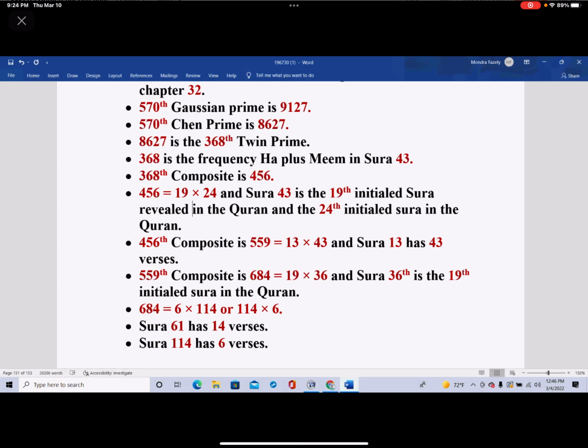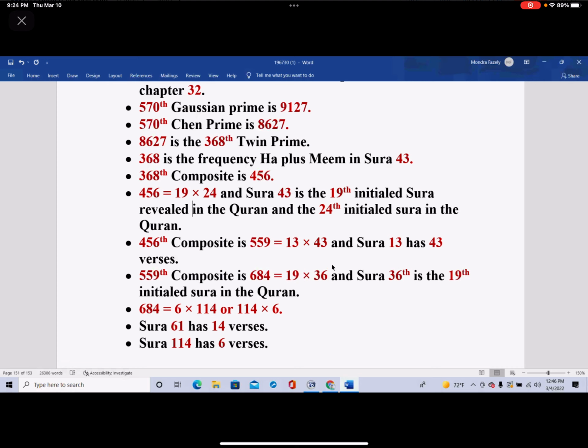You can count the number of initial surahs. Okay? The first initial surah is 2, the second one is 3, the third one is 7, and you just count it like that until you get to the 36th, and Surah 36, which happens to be the 19th initial surah in the Quran, Yasin. Okay.